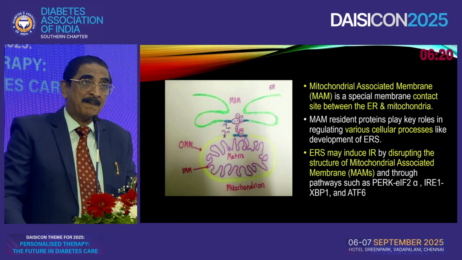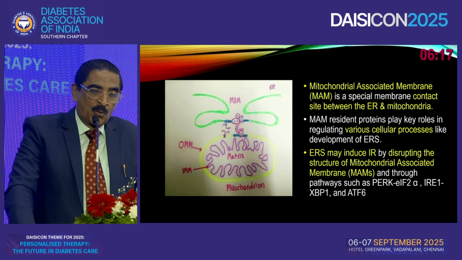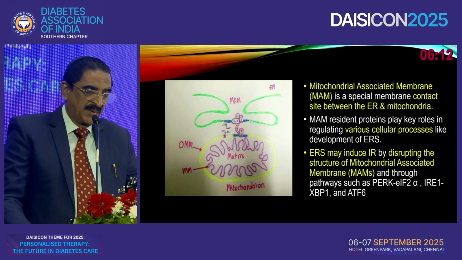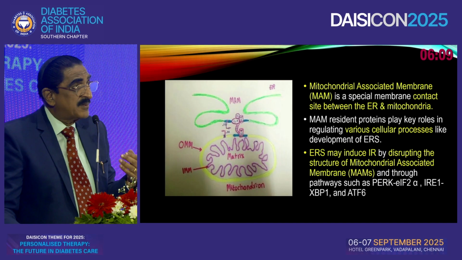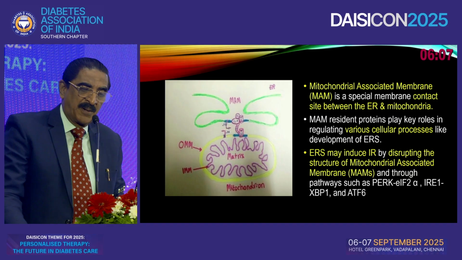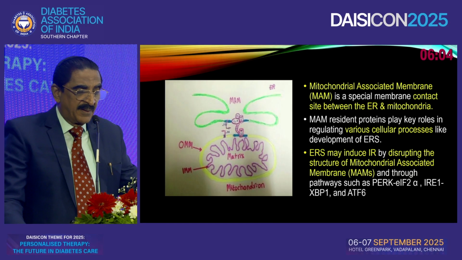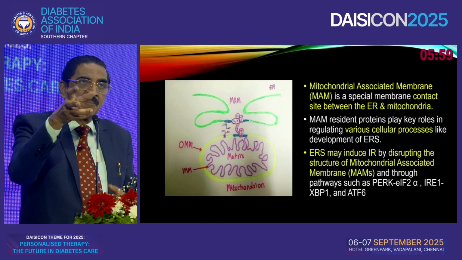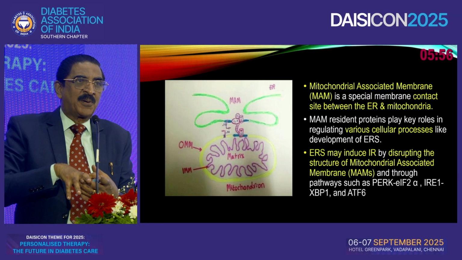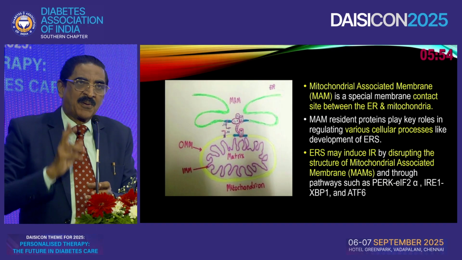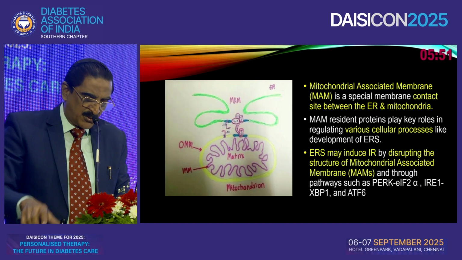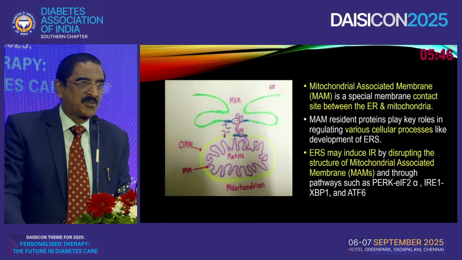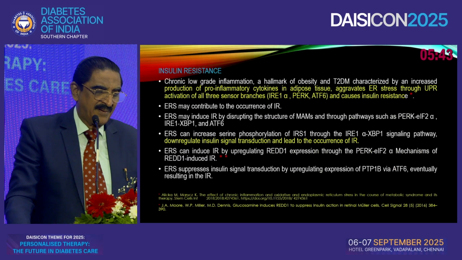And these MAM resident proteins play a very vital role in various cellular processes, like the development of endoplasmic reticulum stress. This ERS may induce insulin resistance by disrupting the structure of the mitochondria-associated membrane. And this is what is probably happening when the ER is getting stressed. It also spoils the mitochondria. When the mitochondria behave in a different way, you get the ER also stressed. So all these things spoil each other, just like what Muralidharan told you about NAFLD and diabetes.